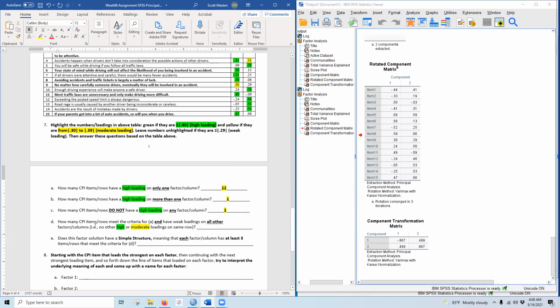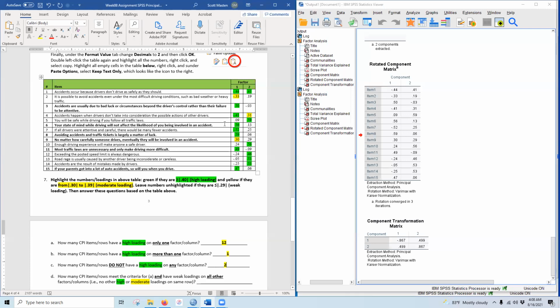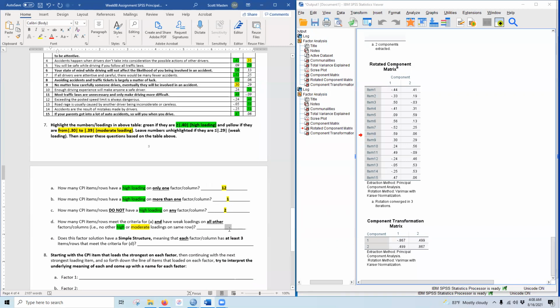So how many CPI items, rows, meet the criteria for A and have weak loadings on all other factors? That is, no other highs or moderates. So in normal person terms, how many of these are green for just one of the two values? Okay. No, no, 1, no, 2, 3, 4, 5, no, 6, 7, 8, 9, 10, 11. I got 11 of them.